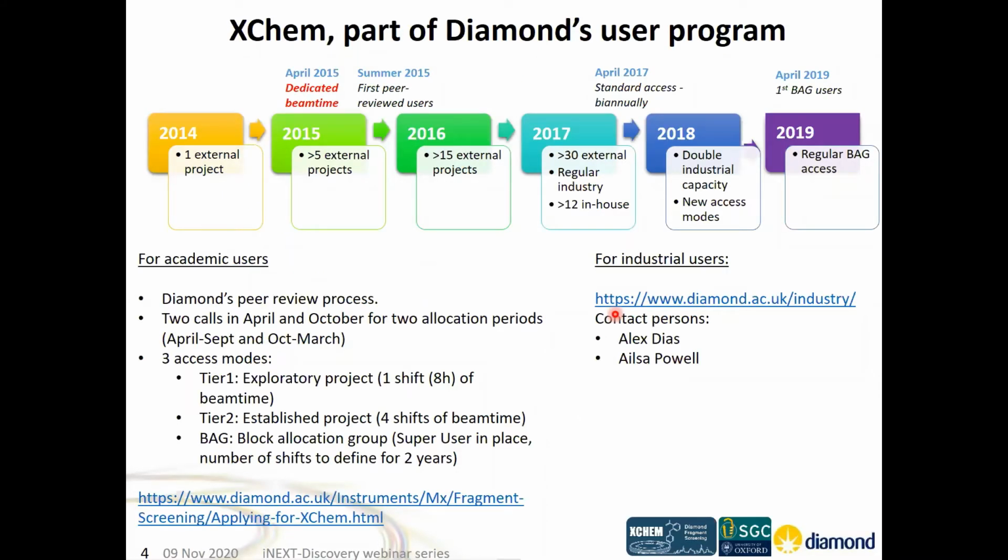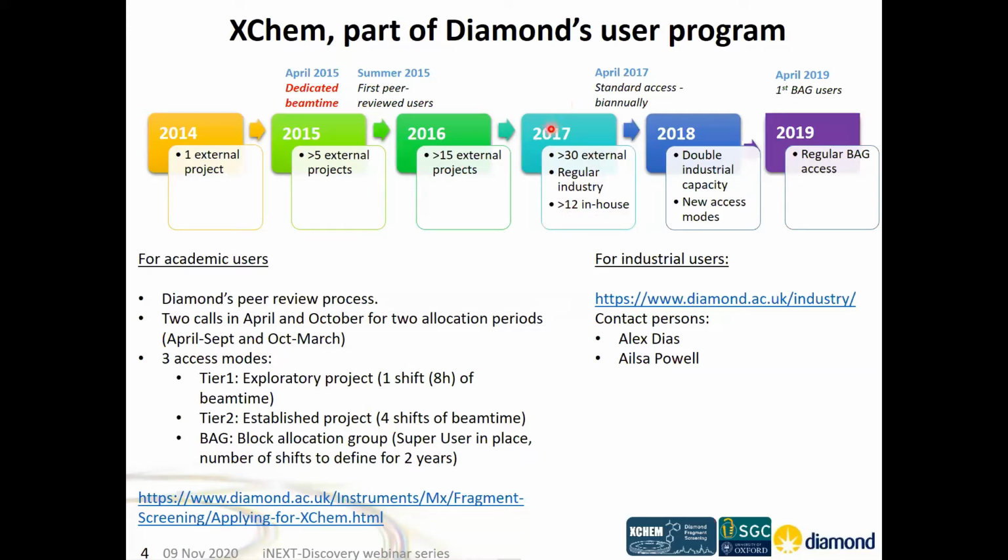In terms of the XChem platform, it was part of Diamond's user program about 5 years ago. It really started kicking in when they gave us dedicated beam time in 2015. So between 2015 and 2017, we went from 5 projects to regularly taking more than 30, and especially the industrial users started coming in. And also we could take some in-house projects.